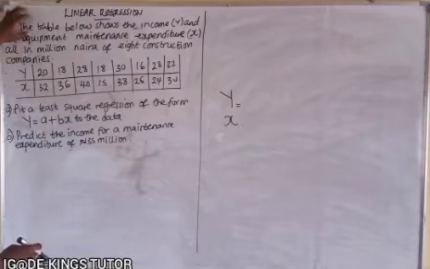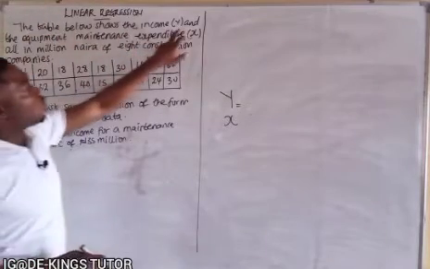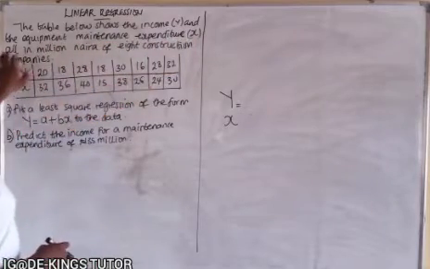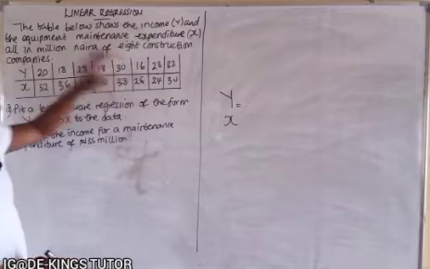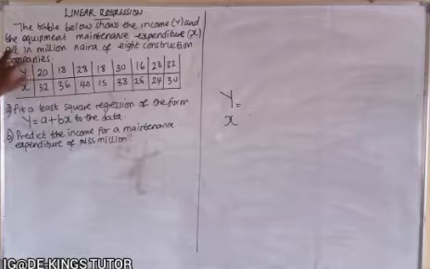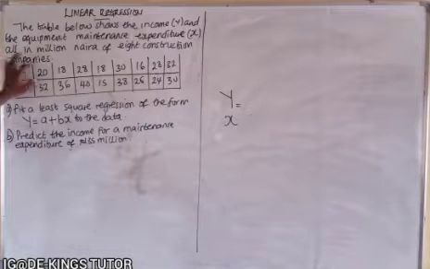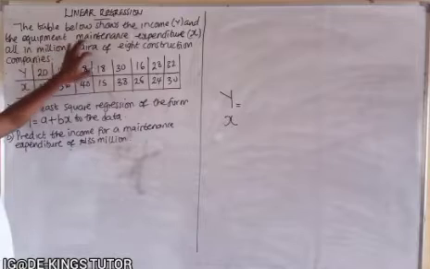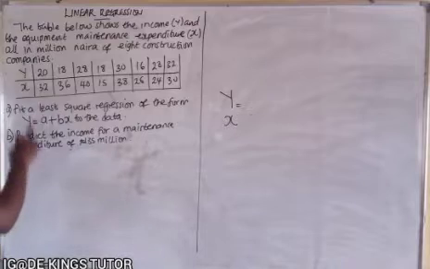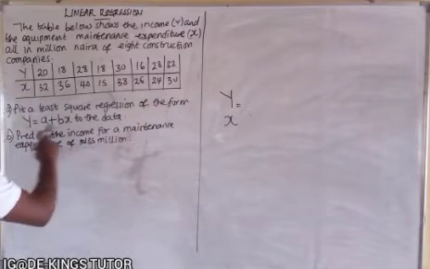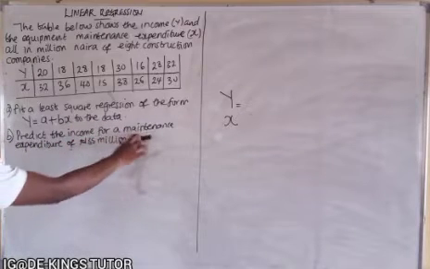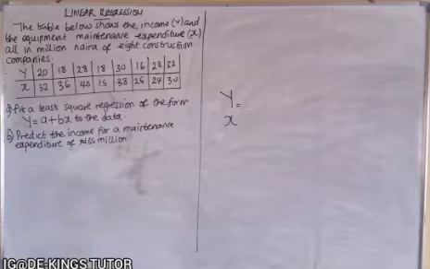The question said the table below shows the income y and the equipment maintenance expenditure x, all in million naira, of 8 construction companies. These amounts are in millions. So these are the y values: 20, 18, 28, 18, 30, 16, 28, and 32. And these are those for x. Now they said fit a least square regression of the form y equals a plus bx to the data, and predict the income for a maintenance expenditure of 35 million.